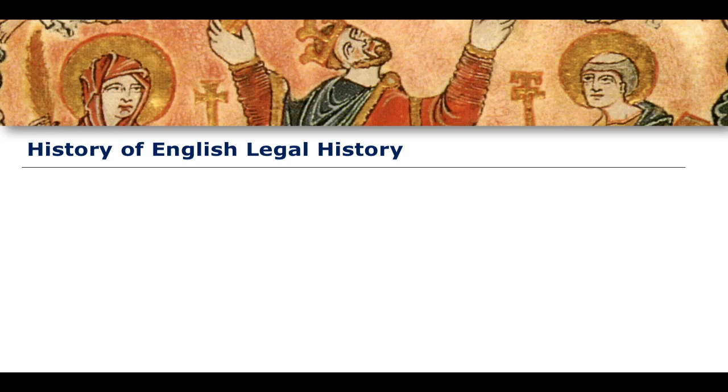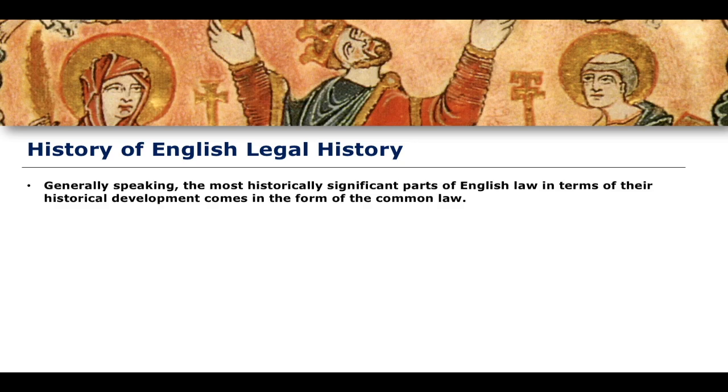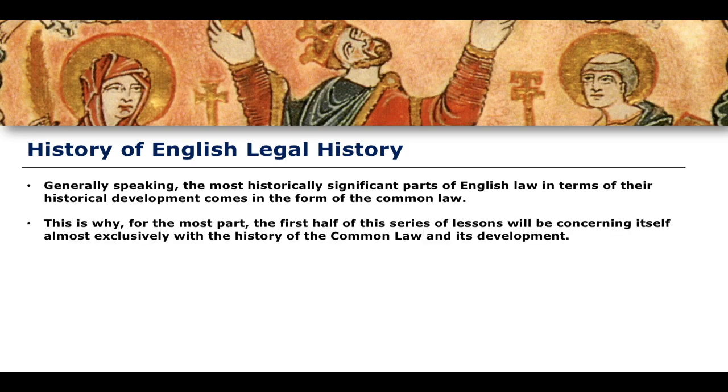Let's think about the English legal system from a historical perspective, and think about the history of the English legal system, or the history of English legal history. This is sort of like a meta-historical study, if you will. Generally speaking, most historically significant parts of English law as we know it today, in terms of their historical development, develop out of the common law, okay, or at least form a part of the common law.